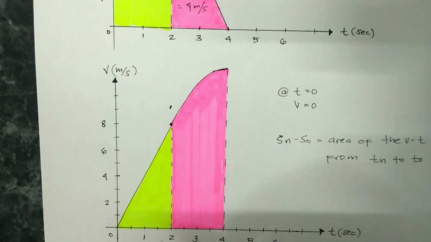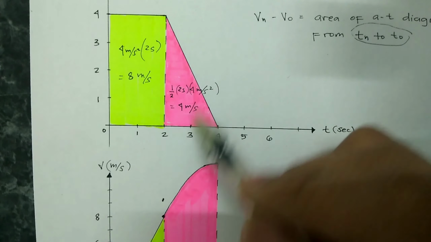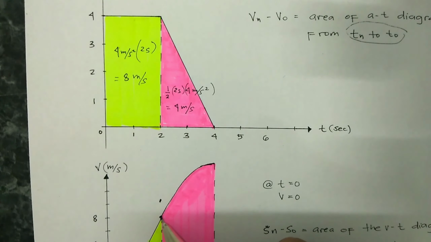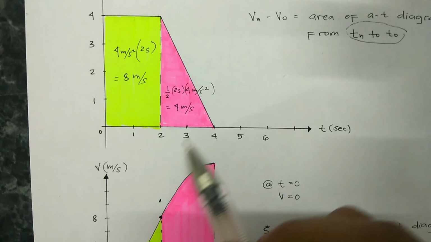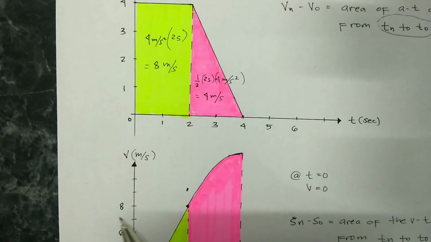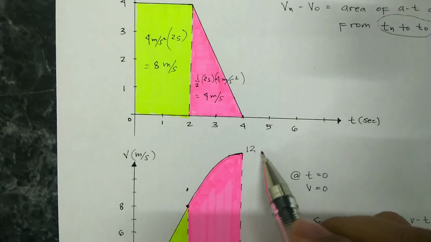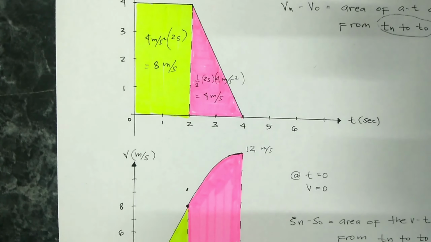For the second part of this area, we will start from the tip of your first area. So this would be 4 meters per second. So 8 plus 4 is equal to 12. This is 12 meters per second.